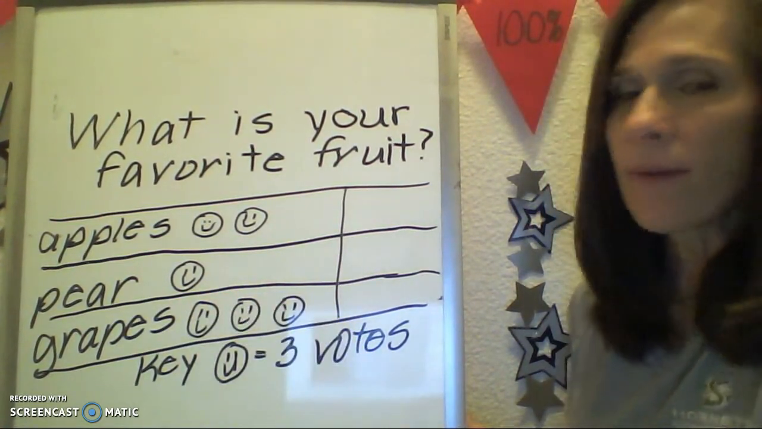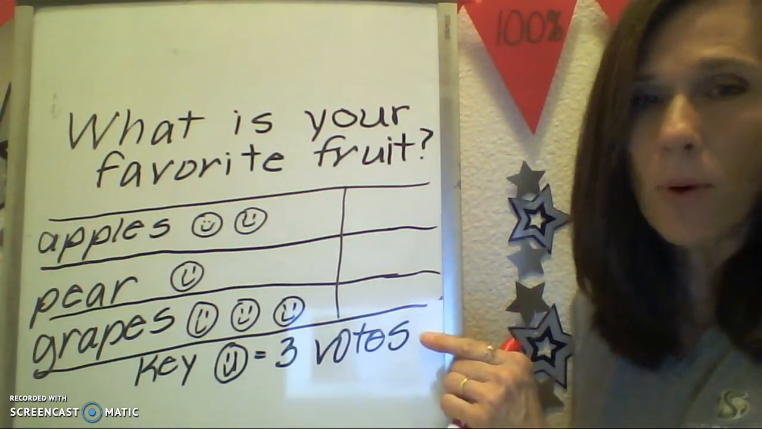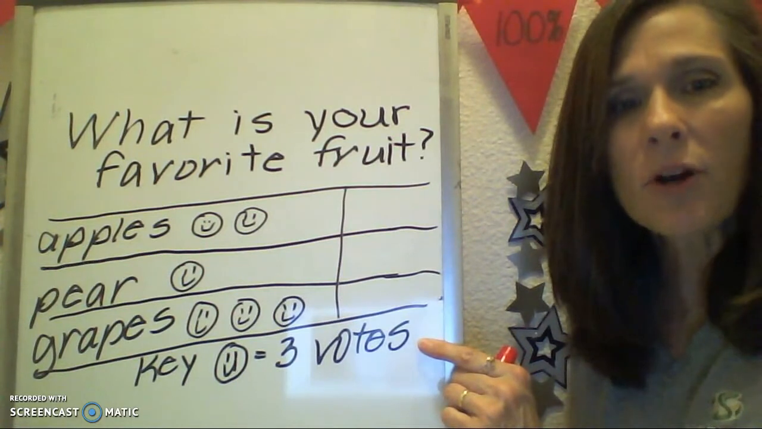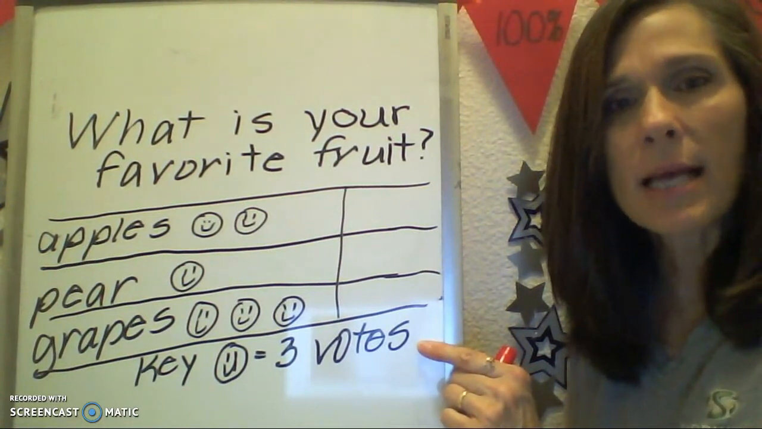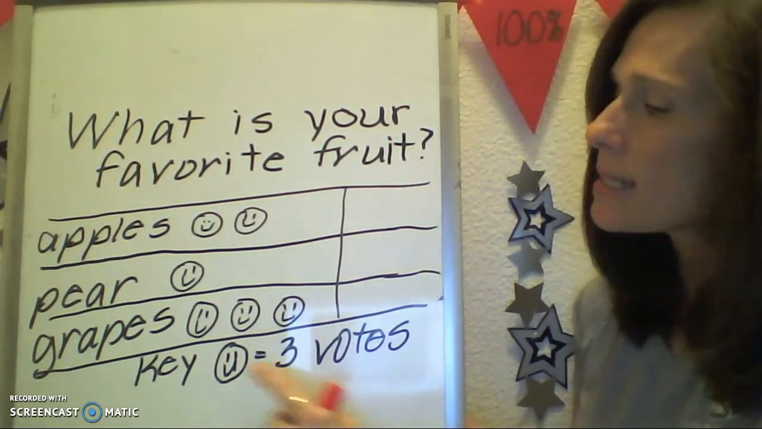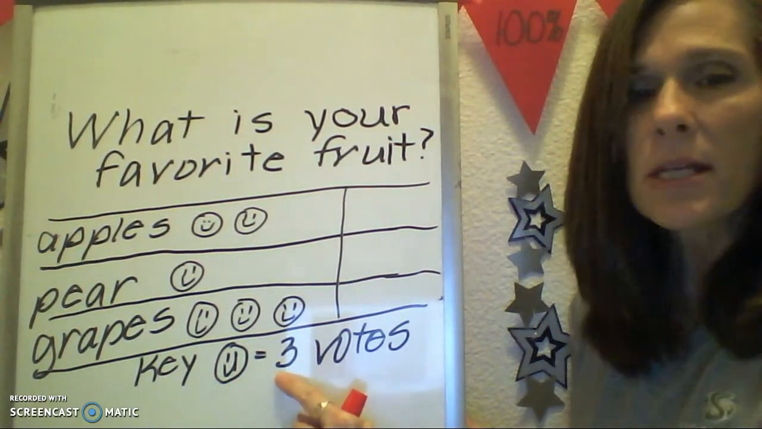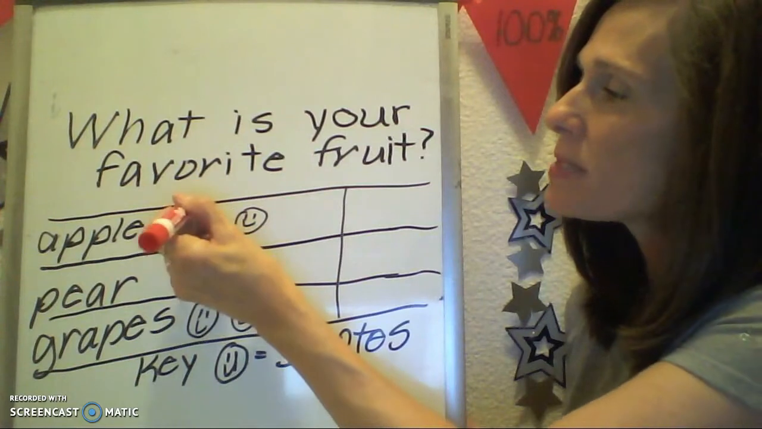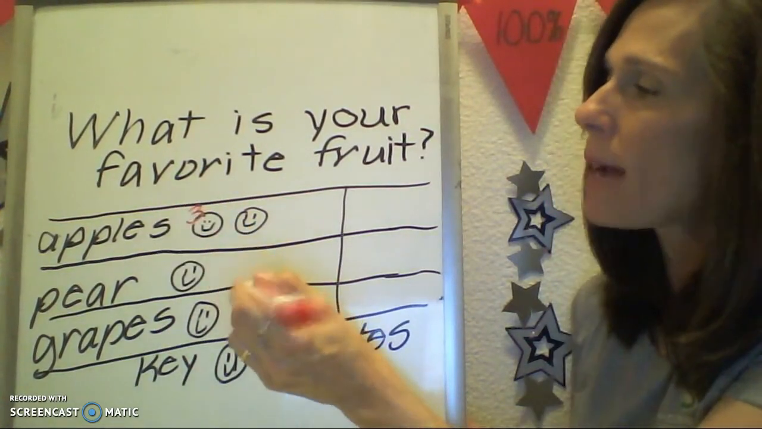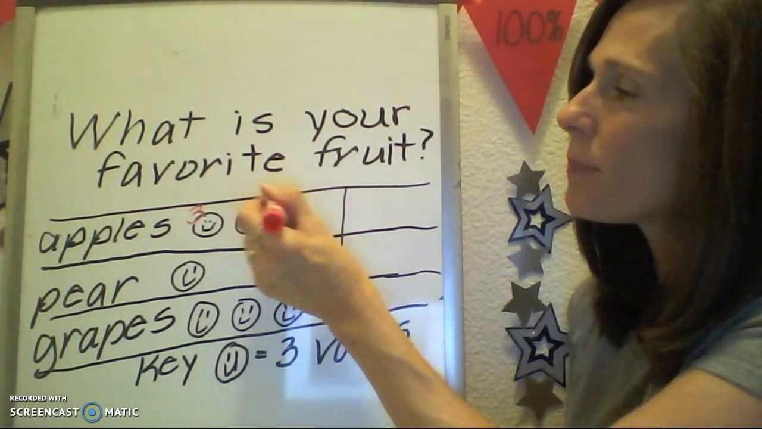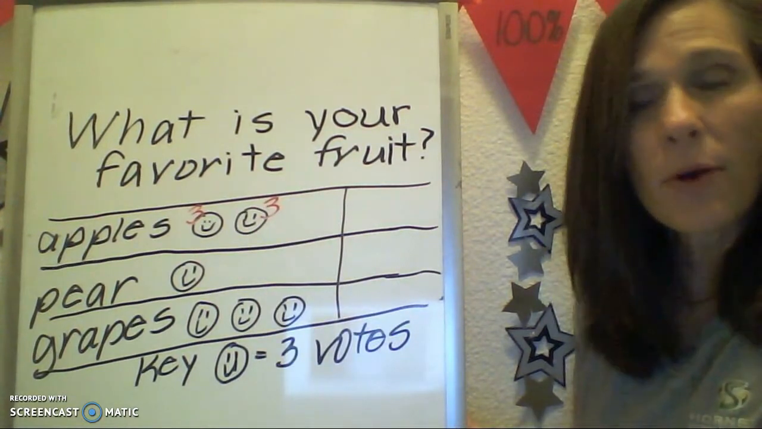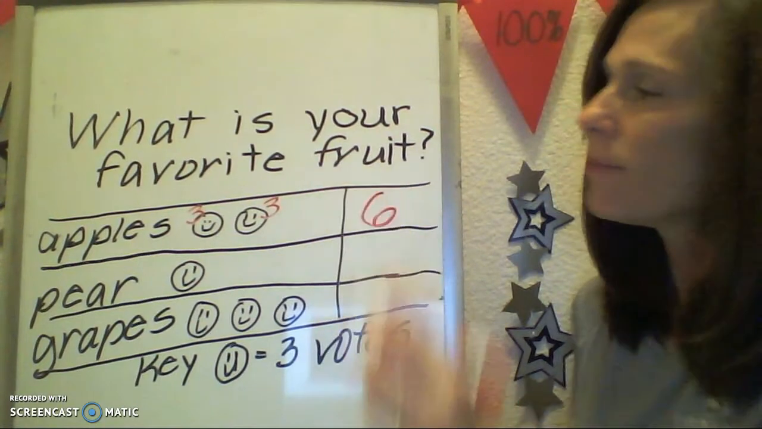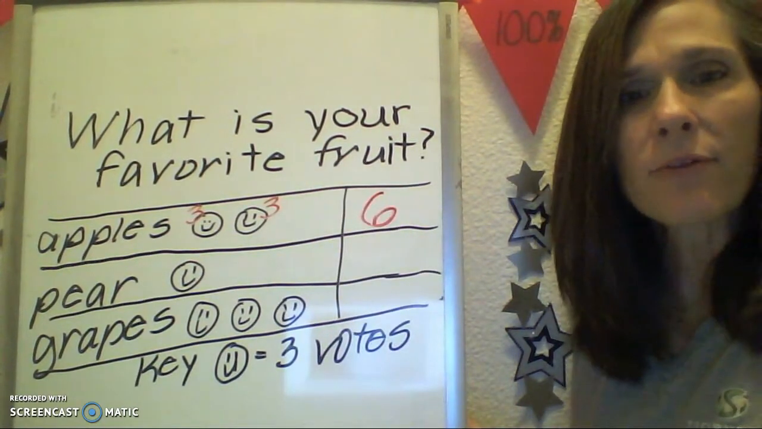All right, now if I look at my key, which is really important for a picture graph or a pictograph, we always have to look for our key, what our key is telling us. Okay, so our key says 1 happy face equals 3 votes. So that means this happy face represents 3 people who voted for apples. This happy face represents 3 people who voted for apples. So that would mean 6 people liked apples as their favorite fruit.